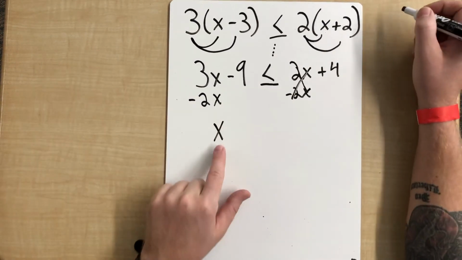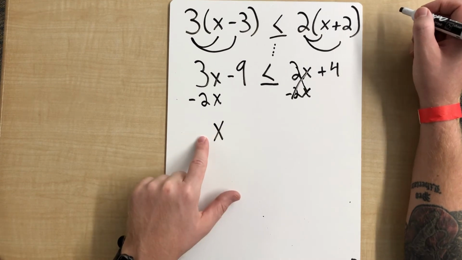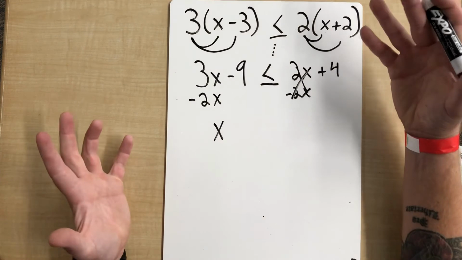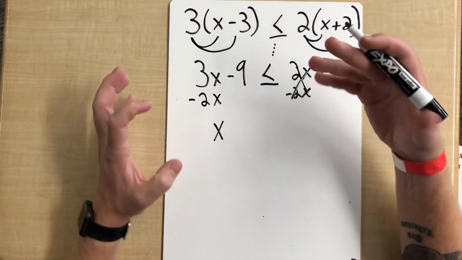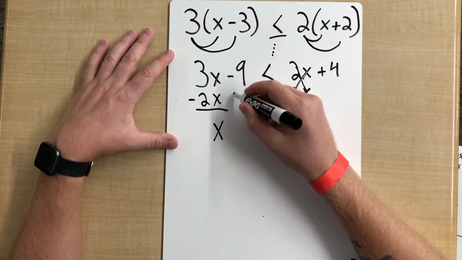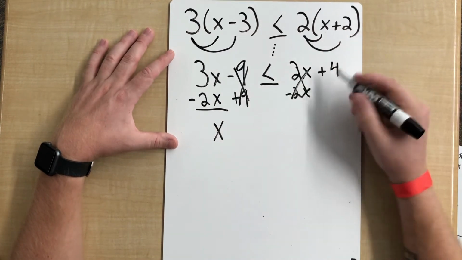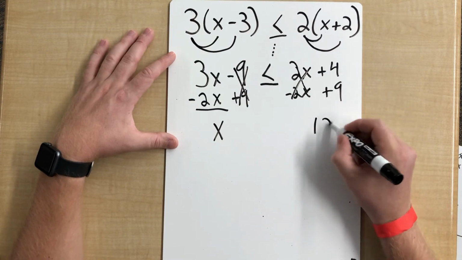If there's ever a variable by itself, that coefficient is always going to be 1, which is great because automatically, look at that, I'm not going to have to divide by anything. There's no coefficient right there. Nice. So 3x minus 2x is 1x. I want to get rid of that negative 9 by doing the opposite of it. Negative 9 plus 9 cancel out. 4 plus 9 is 13.